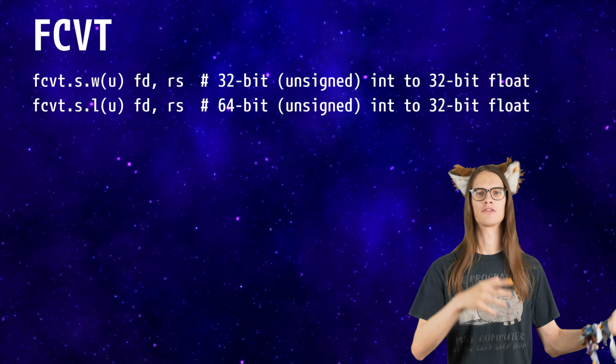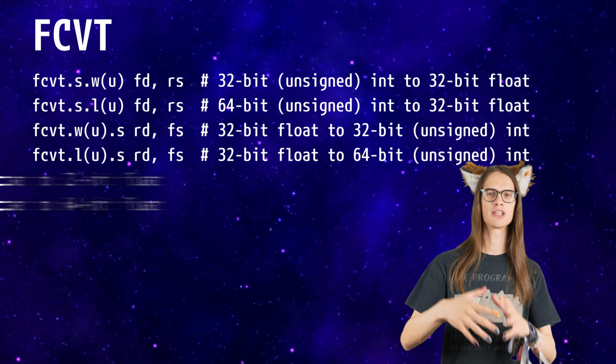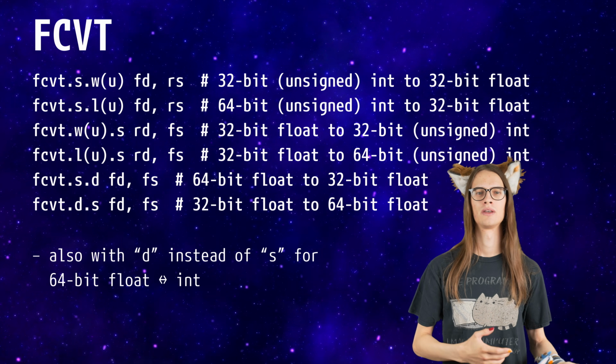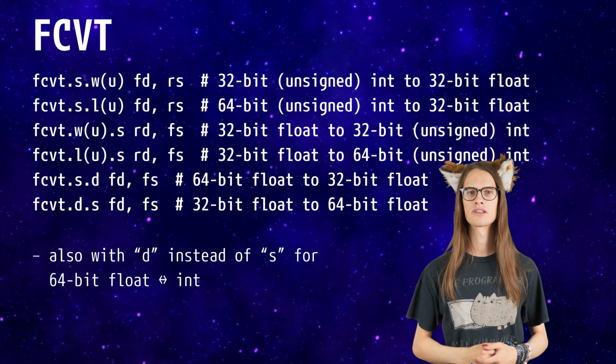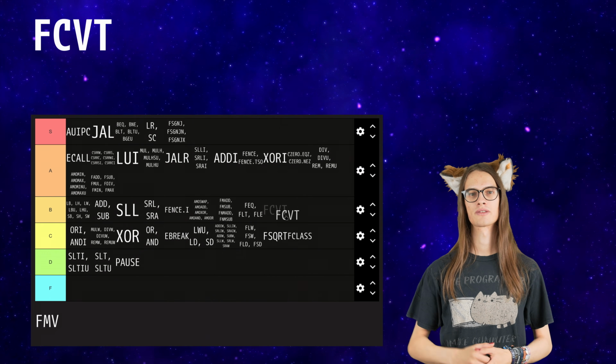If you read the instruction listing, this one takes up the most space, but really it's only one kind of instruction, the floating point conversions. You can convert from an integer to a float, from a float to an integer, and from single to double precision and back. Nothing special about that, basic necessary instructions that cover all cases, including unsigned integers. B tier.